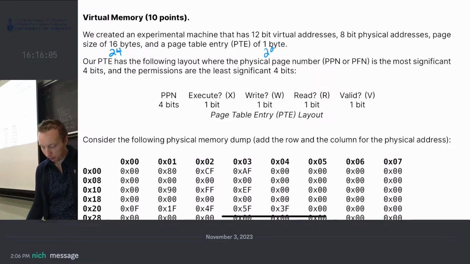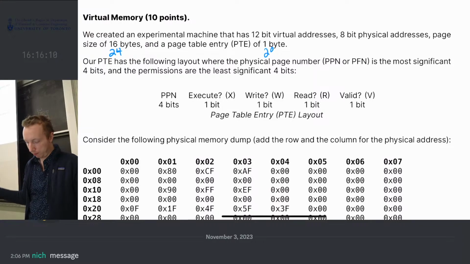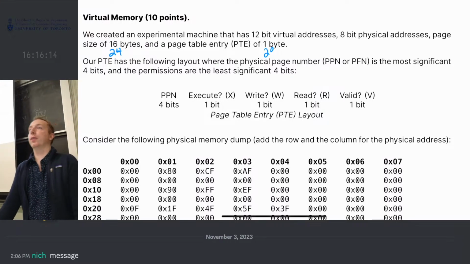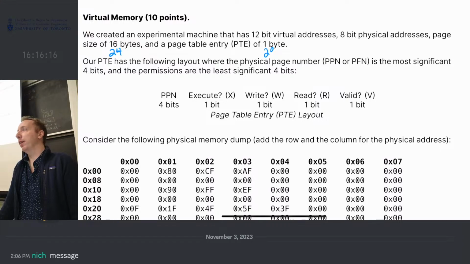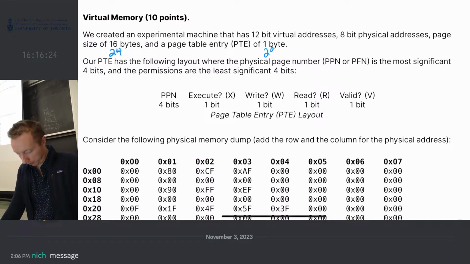At the very minimum, though, it would need a valid bit. Here, I just created 4 bits for the permissions. So you might notice here that this system is overly nice to you because you don't actually have to write anything out in binary because it kind of nicely matches with hex numbers.